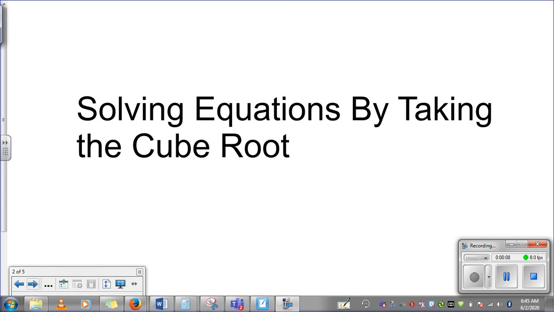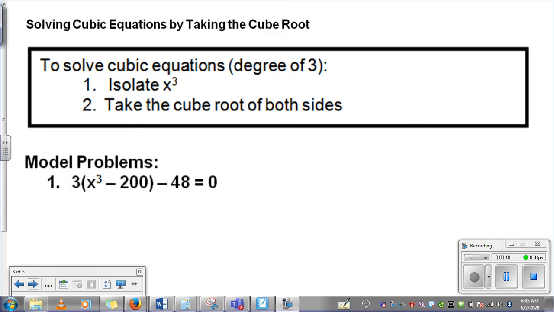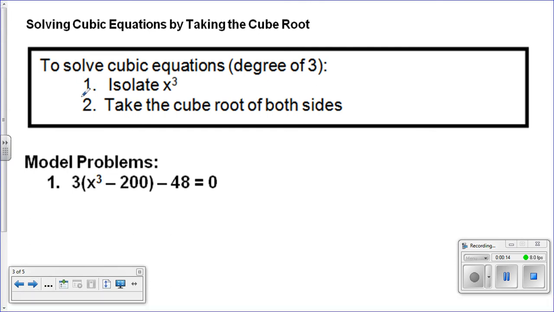So let's get started. To solve cubic equations by taking the cube root, the first thing you want to do is isolate the x to the third power. Basically you want to get all the numbers on one side of the equation and the x to the third power all alone on the other side. Then the opposite of cubing is the cube root, so you're going to take the cube root of both sides. All right, let's give it a try.